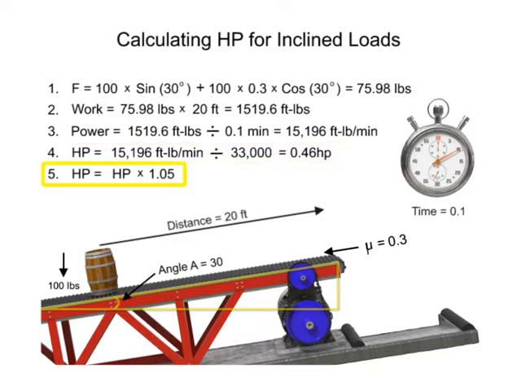Finally, add 5% to compensate for estimated friction losses in the motor or cylinder. The final result is 0.48 horsepower. With this result, system designers can ensure the right size motor is available to operate the conveyor on an incline. As expected, it takes a stronger motor to move weight up an incline than on a horizontal surface.